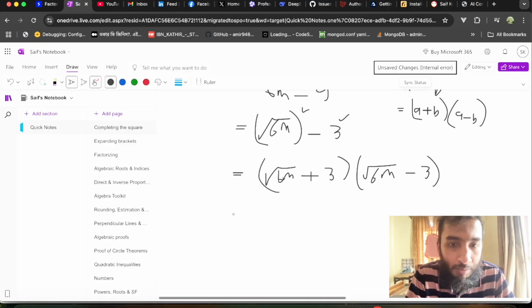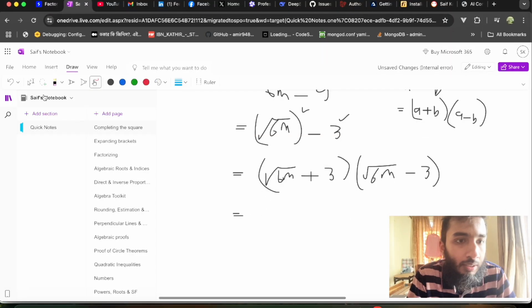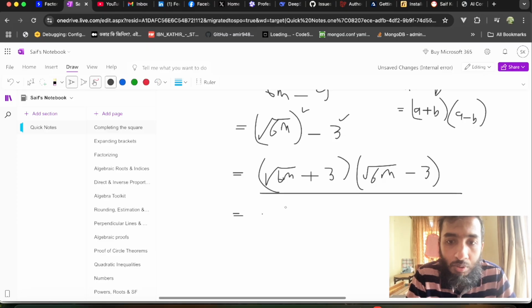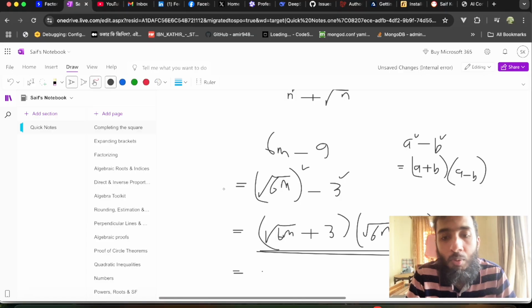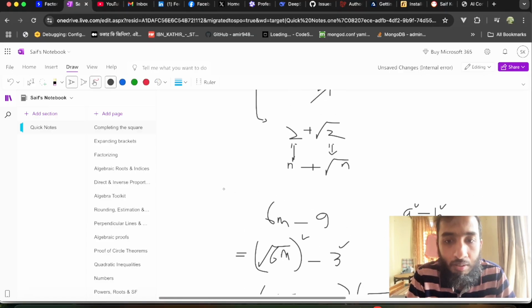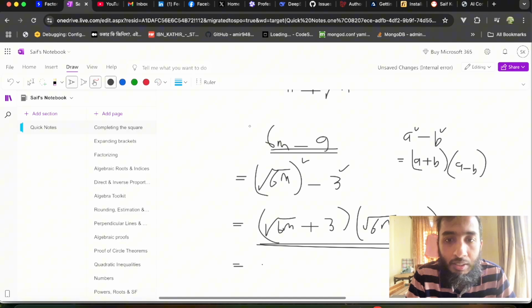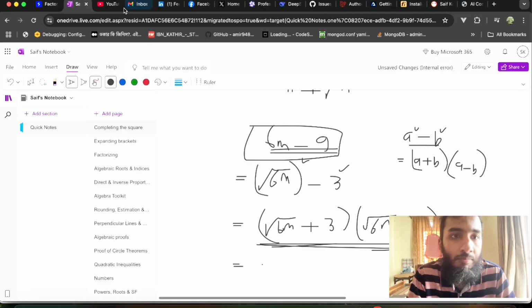So you can write the formula as a plus b multiplied by a minus b, where a is written as root 6m. If I use the pen tool, it can be written as root 6m plus 3 multiplied by root 6m minus 3, as the simplified product of two expressions of this expression. So we can write this expression as a product of two expressions using this formula.